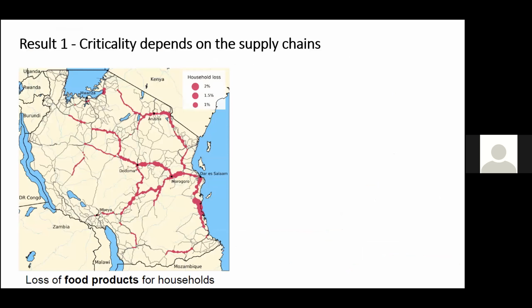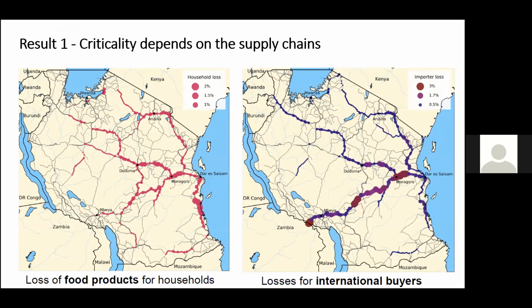And we find like 3 main results. First, we look at the criticality of the network for different supply chains. And here on the left, you see the most important roads for food security in the country. And on the right, you see the most important roads for trade, international trade, especially like connecting the port of Dar es Salaam with landlocked countries like Rwanda, Burundi, Zambia. And those two maps are not the same.